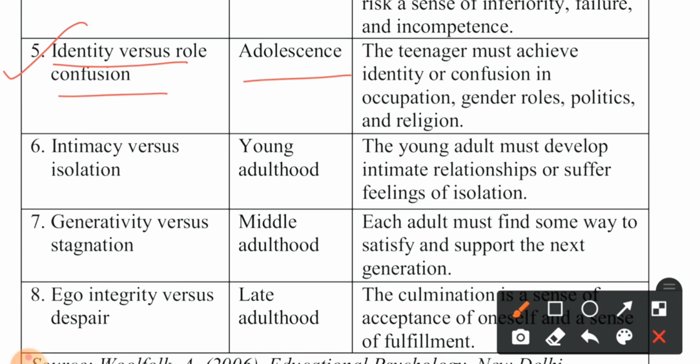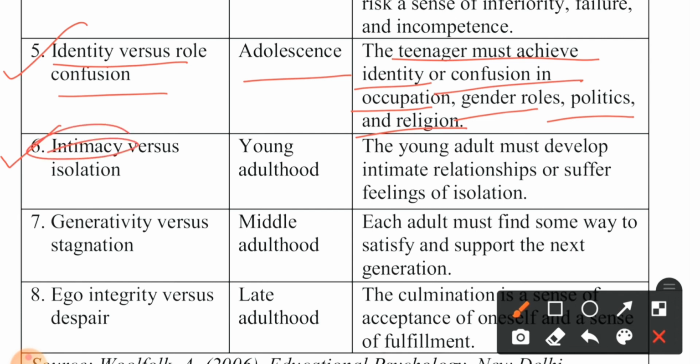But the very next day, if the same child asks, mom, I need Activa keys, or the bike keys, or the car keys, then maybe the parents may refuse. They say, no, you are not grown up. So this gives an identity crisis, or a child gets confused whether he's grown up or not. So the teenager must achieve the identity or face confusion in occupation, gender roles, politics, and religion. This happens at this stage. It's very, very normal.